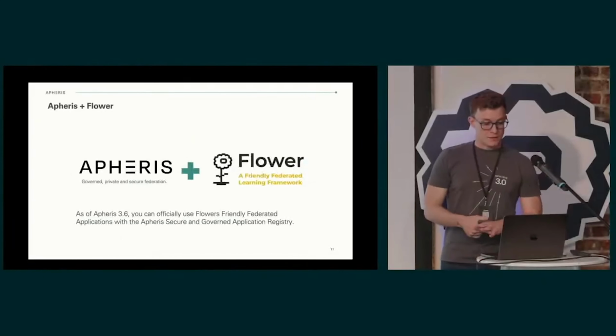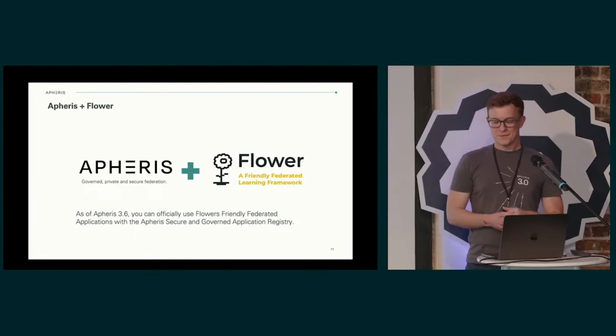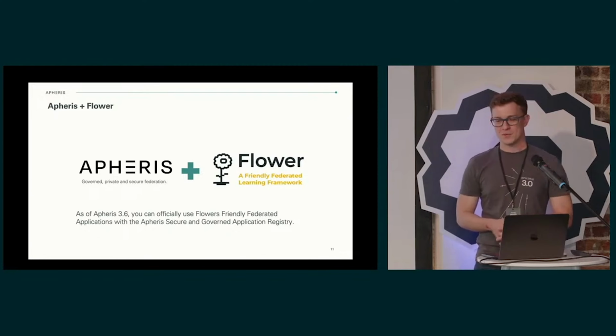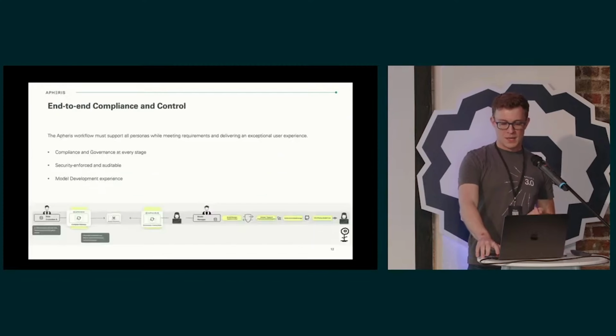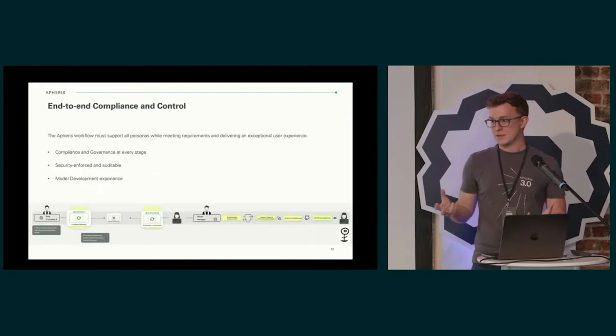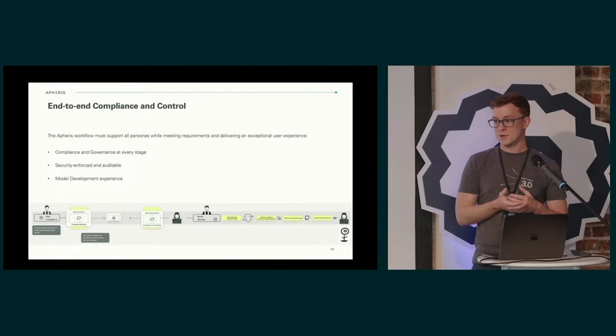And so, as of Apheris 3.6, you can officially use Flower-friendly federated applications in the Apheris secure and governed application registry. That means you can do your full Flower model development and bring that into Apheris. We have a pipeline that's managed for allowing you to push to GitHub. There's an automated build action so that you can go from your model source all the way to the Apheris registry.